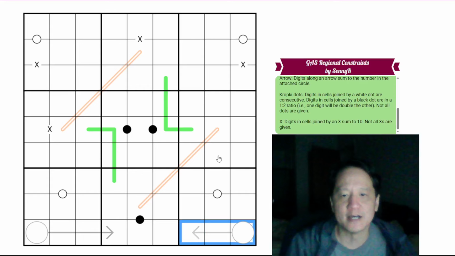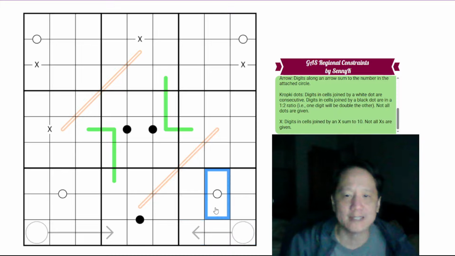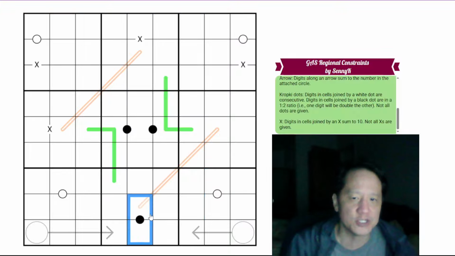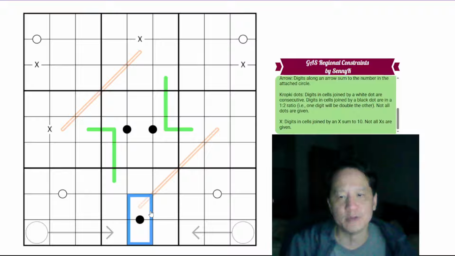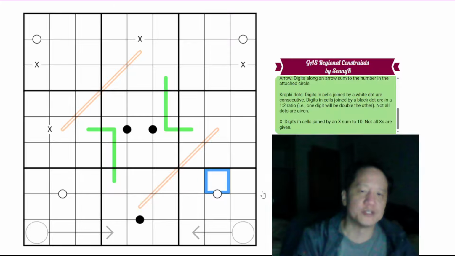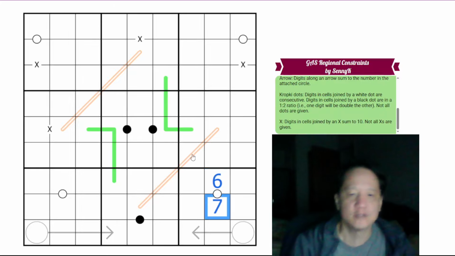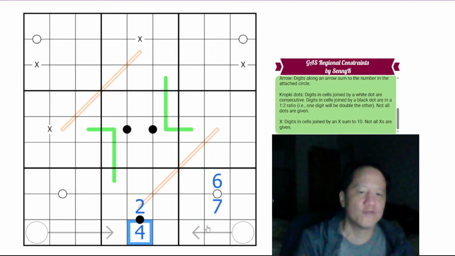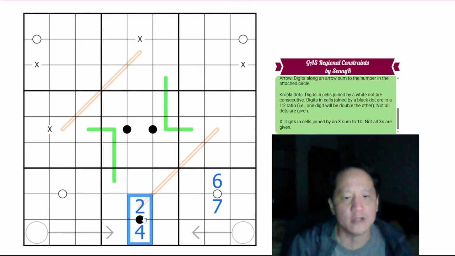We have Kropke dots, where digits in cells joined by a white dot are consecutive, and digits in cells joined by a black dot are in a 1:2 ratio. That is, one digit will be double the other, and not all dots are necessarily given. So, for example, if this were, say, a 6, this would have to be a 5 or 7 to make sure that these digits are consecutive. If we had a 2 here, this would have to be 1 or 4 to make sure that they are in a 1:2 ratio. And those are examples of how Kropke dots work. White Kropke dots, and black Kropke dots.